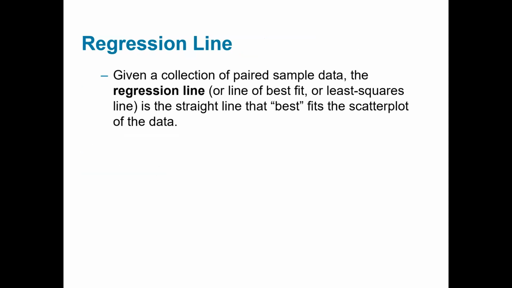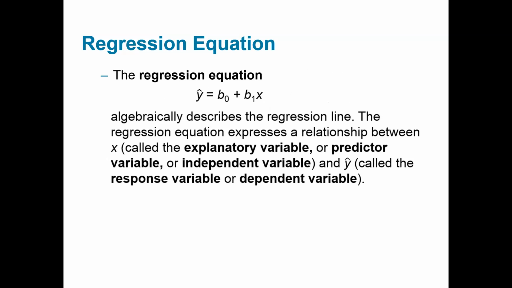The regression line is often called the line of best fit or the line of fit. It's the straight line that best fits the scatter plot. We can find that equation, y hat, by using the same test that we did in 10.1 on the calculator. And sometimes we are going to be asked to find the predictor variable. So the regression equation expresses a relationship between x, which can sometimes be called the predictor variable, and y hat, the dependent variable. We're going to go into more of that later, but this is the regression equation.